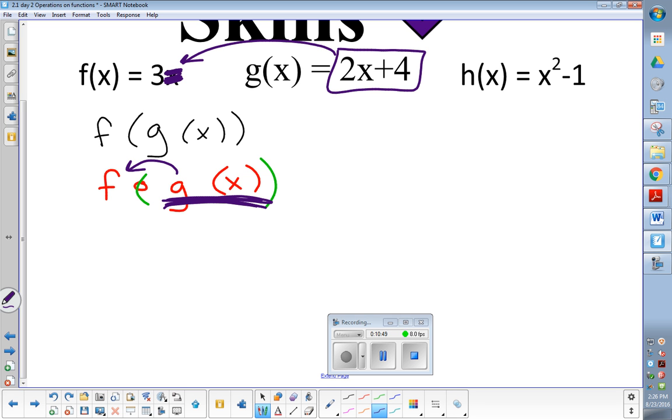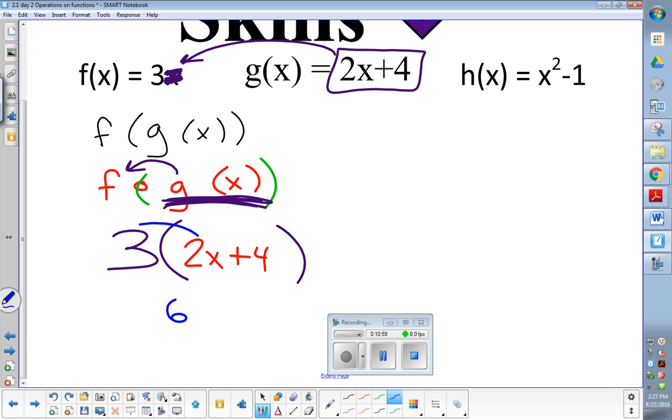So my problem is going to be 3 times 2x plus 4. Now all I need to do is distribute. It is 6x plus 12. Make sure we're plugging in for x, and the x is going away.